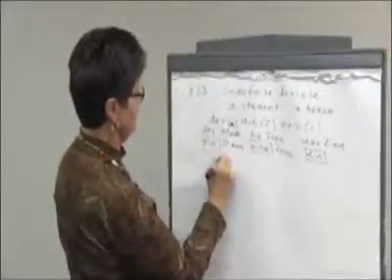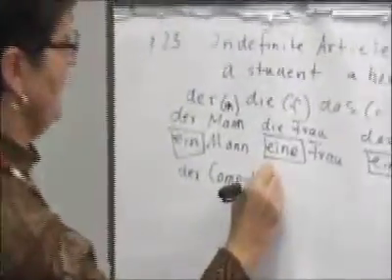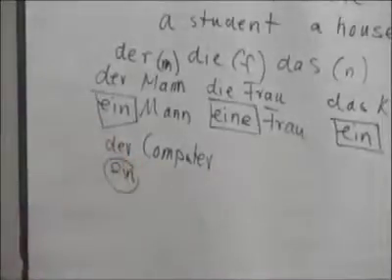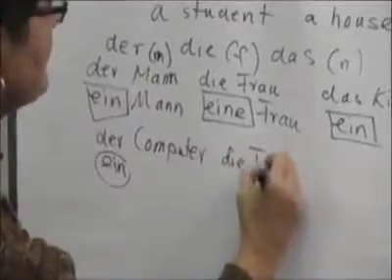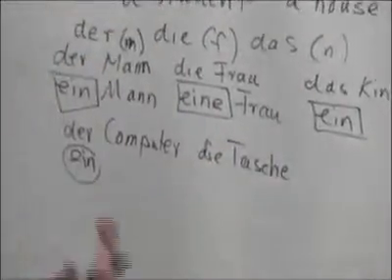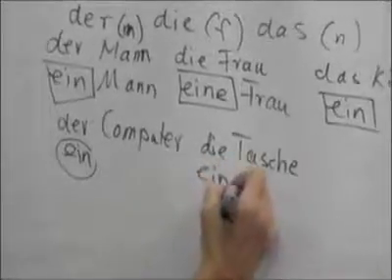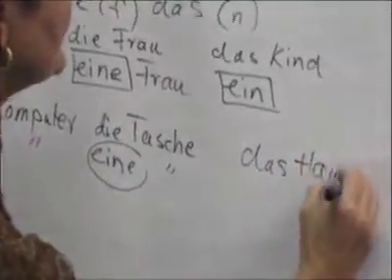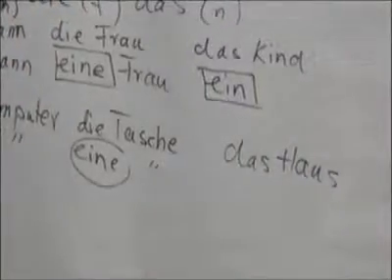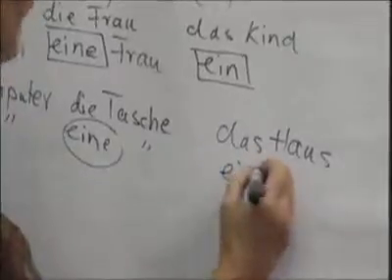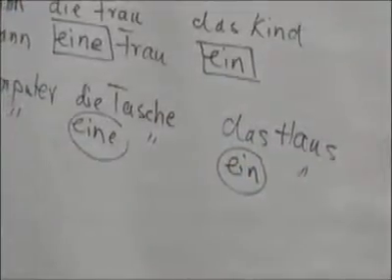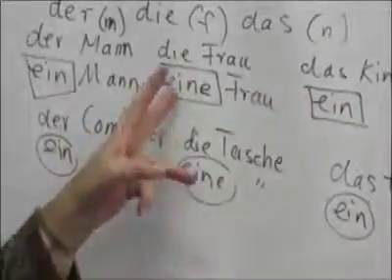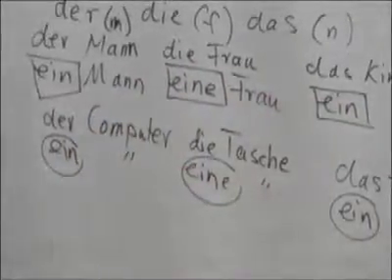Okay, so der Mann, die Frau, das Kind. If we say der Computer, talking about a thing, how do we say a computer? We say ein Computer, right? The der word becomes ein. If we say die Tasche, the bag, and we want to use an indefinite article, what do we say? Eine, correct. Eine Tasche. And if we say das Haus, and we talk about a house, how do we say it? Ein Haus, correct. Das becomes ein. Alright, so remember, three definite articles, but only two indefinite. Ein, und eine.